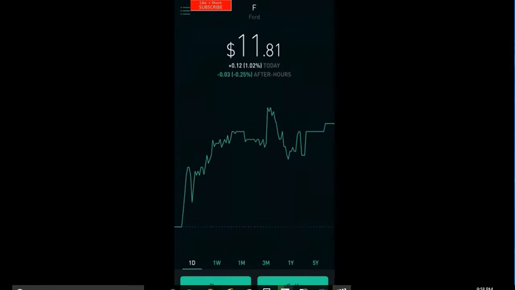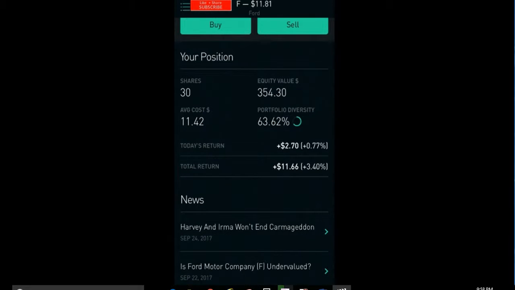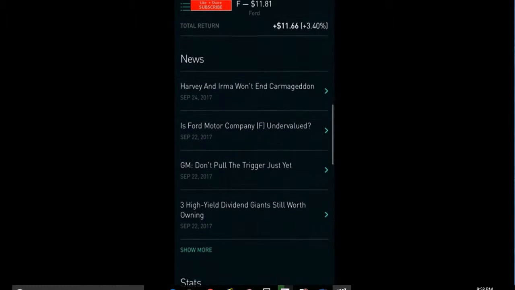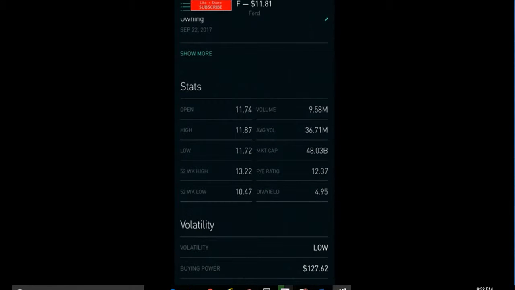And if you open up there, then it does show you your average cost that you paid, what percentage of your diversity for your portfolio is, your current return today, your total return for all your shares, and it does give news articles and that. The stats: open, high, low, 52-week high, 52-week low. Your volume's very important for getting in and out of a trade.